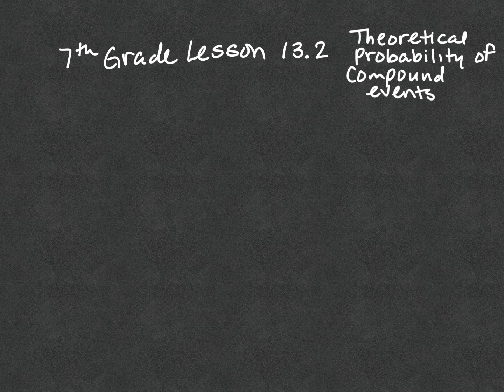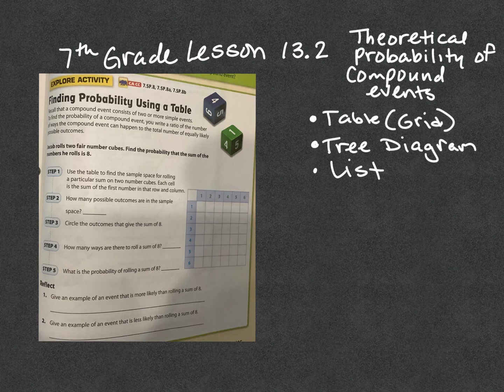Well, now we're talking about compound events, and that just means more than one simple event. So let's have a look at how we can break these down. In this lesson, they are going to show us 3 ways that we can break down the probability of compound events happening. We can use a table or a grid, and this example shows us how to do that. We can use a tree diagram, the next example will show us that, or we can use a list. We'll look at all 3, and once you see them once, I think they pretty well make sense. Hopefully I can walk you through and help make everything nice and clear.